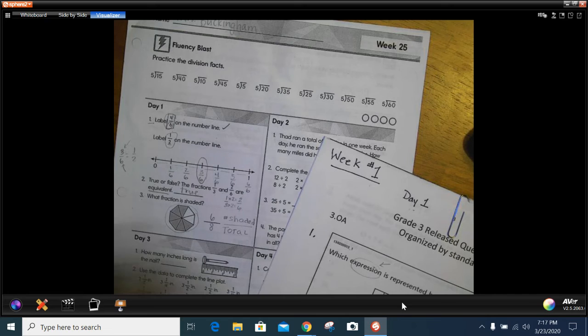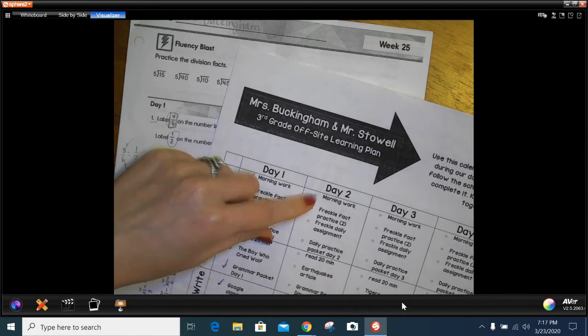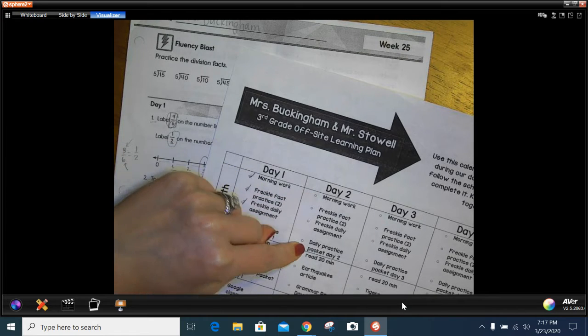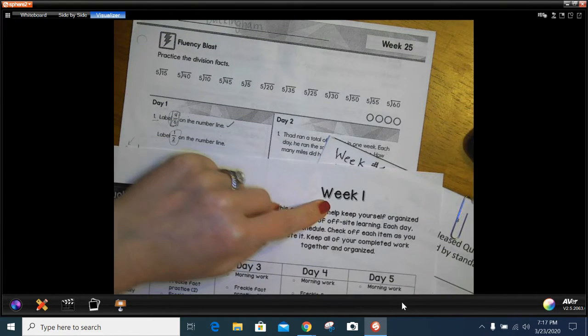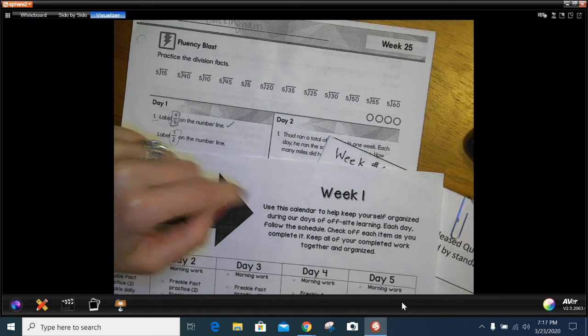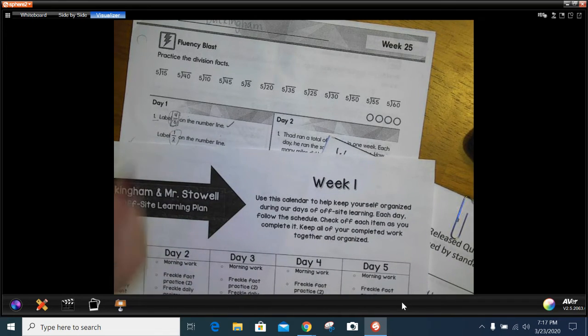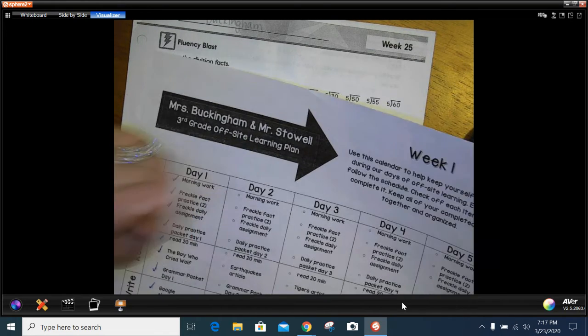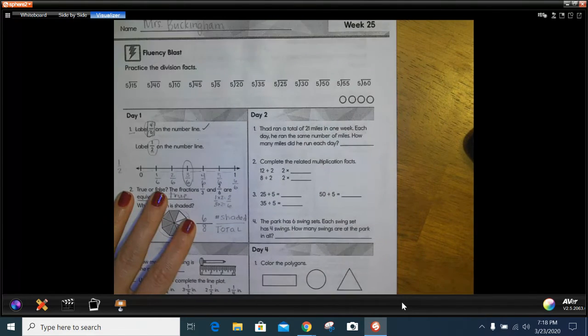Hey everybody, I'm going to take a couple minutes here and go over morning work and the daily practice packet for day 2 of week 1. Remember, we're taking it easy right now. We are only on week 1, day 2. Today is Monday, March 23rd. You're going to need your morning work and also have your daily practice packet out. Again, we're going to go over day 2, okay?